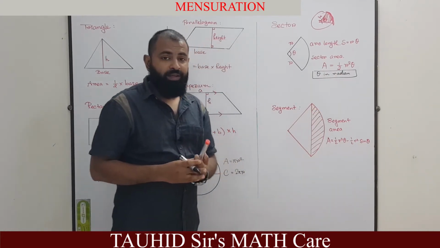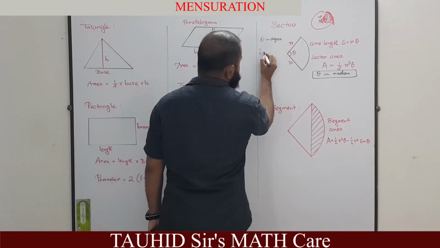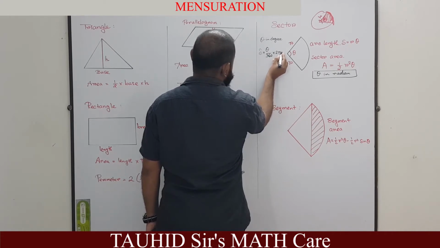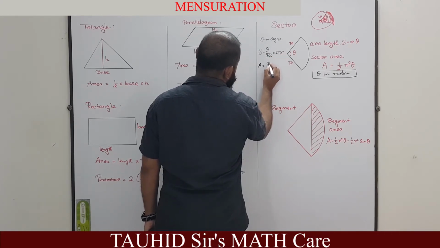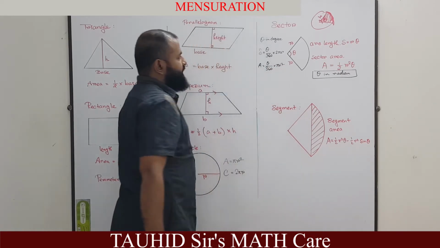And what will happen in case of degrees? When theta is in degrees, s equals theta by 360 into 2 pi r, and area equals theta by 360 into pi r square.